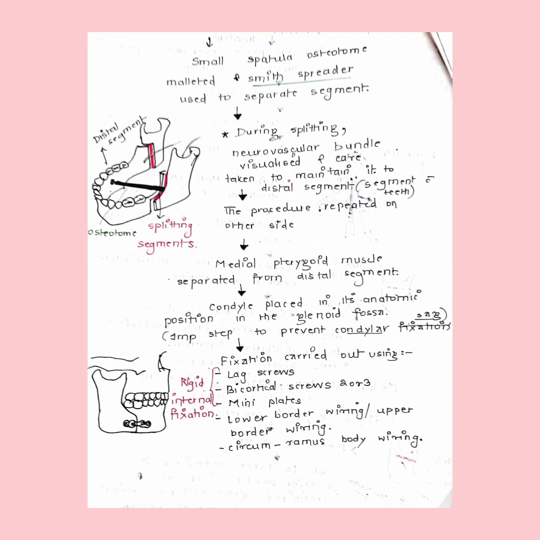Then fixation is carried out using lag screws or bicortical screws, either 2 or 3 miniplates, or rigid internal fixation is done, or lower border wiring or upper border wiring, or even circumramus body wiring is done to carry out the fixation. And take note that muscles are removed to prevent relapse in surgery. It is said that third molar extraction should be done 6 or 8 months prior to surgery, but this is still controversial because some surgeons prefer to remove the third molar at the time of surgery.